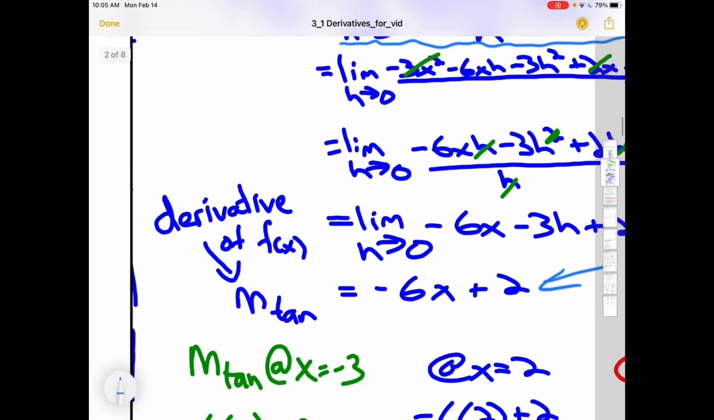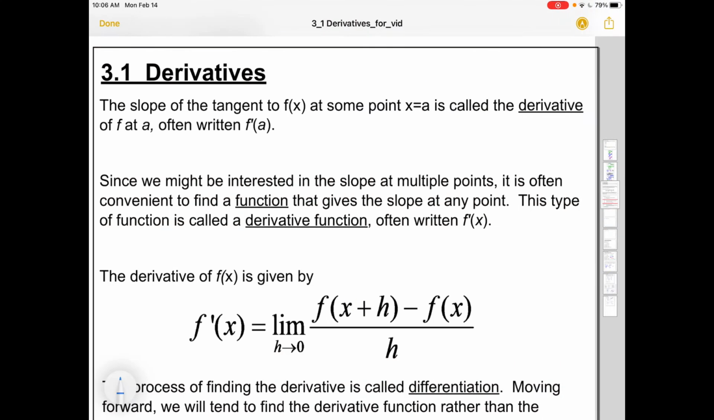The name for this little formula of the slope anywhere is called the derivative of f of x. And that's what we're going to look at today. Now here come the notes. 3.1, derivatives. The slope of the tangent to f of x at some point where x equals a is called the derivative of f at a. And it's often written like this. We say f prime of a, or f prime at a.